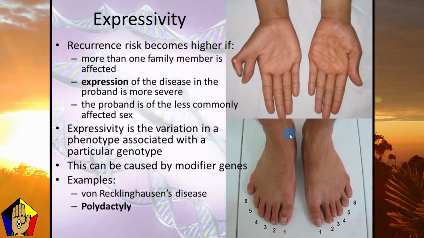Expressivity is talking about how bad is it. So you can have expressivity, something like polydactyly, where you have maybe one extra digit, and that's it. The other fingers and toes are fine. You can have a little bit more expression of it, where an extra finger or extra toe on a person, or you can have it where an extra finger and extra toes on every limb. So that's just an example of expressivity.